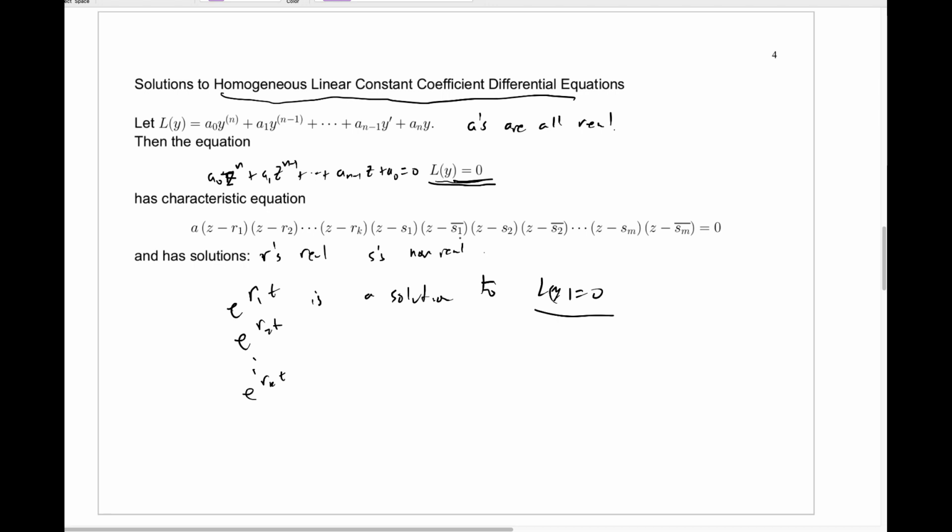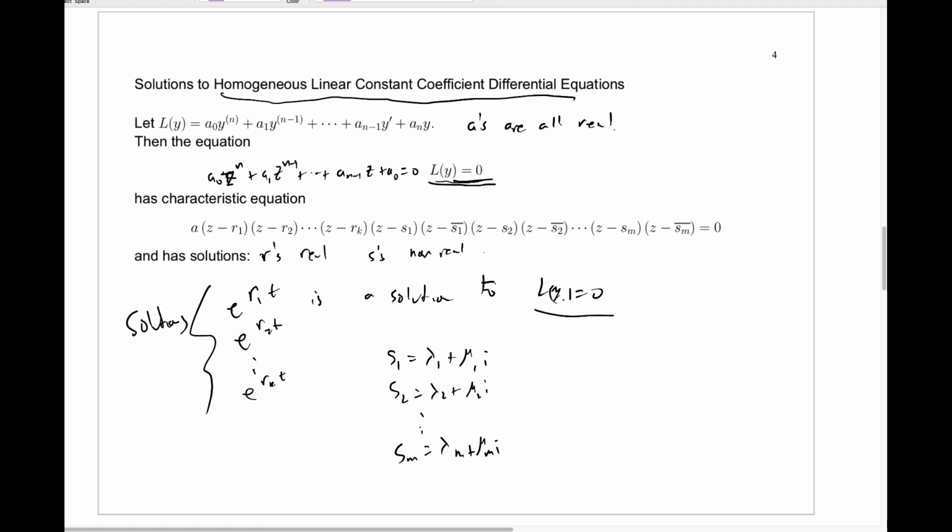But we'll have other solutions based on these complex numbers. So let's say s1 is lambda 1 plus mu 1 i, s2 is lambda 2 plus mu 2 i, all the way up to s sub m, which is lambda m plus mu m i. Then we also have solutions. So here we have solutions.